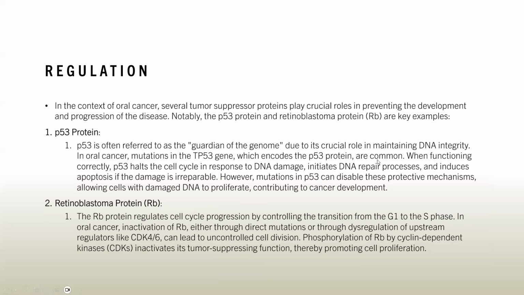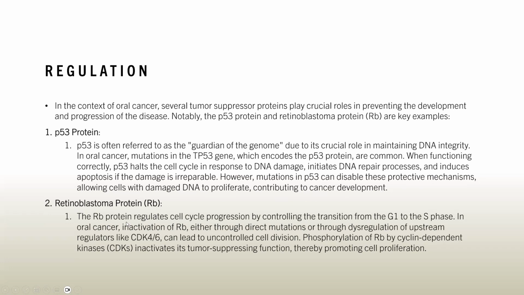Due to its crucial role in maintaining DNA integrity in oral cancer, mutations in the TP53 gene, which encodes the p53 protein, are common. When functioning correctly, p53 halts the cell cycle in response to DNA damage, initiates DNA repair processes, and induces apoptosis if the damage is irreparable. However, mutations in p53 can disable these protective mechanisms, allowing cells with damaged DNA to proliferate, contributing to cancer development.